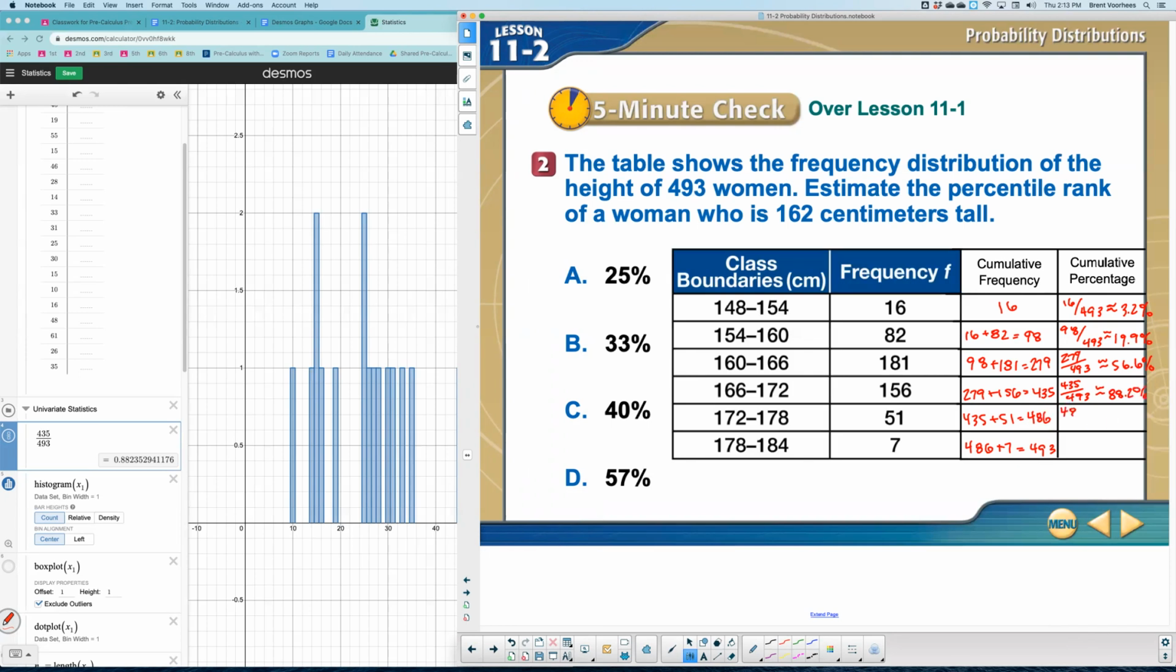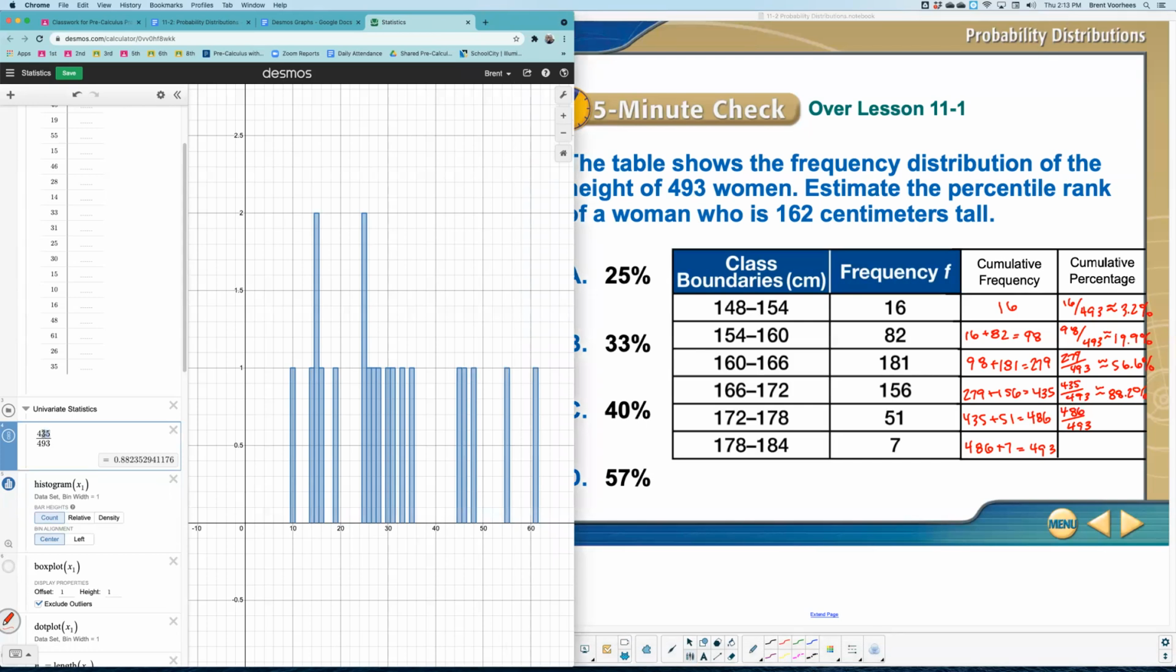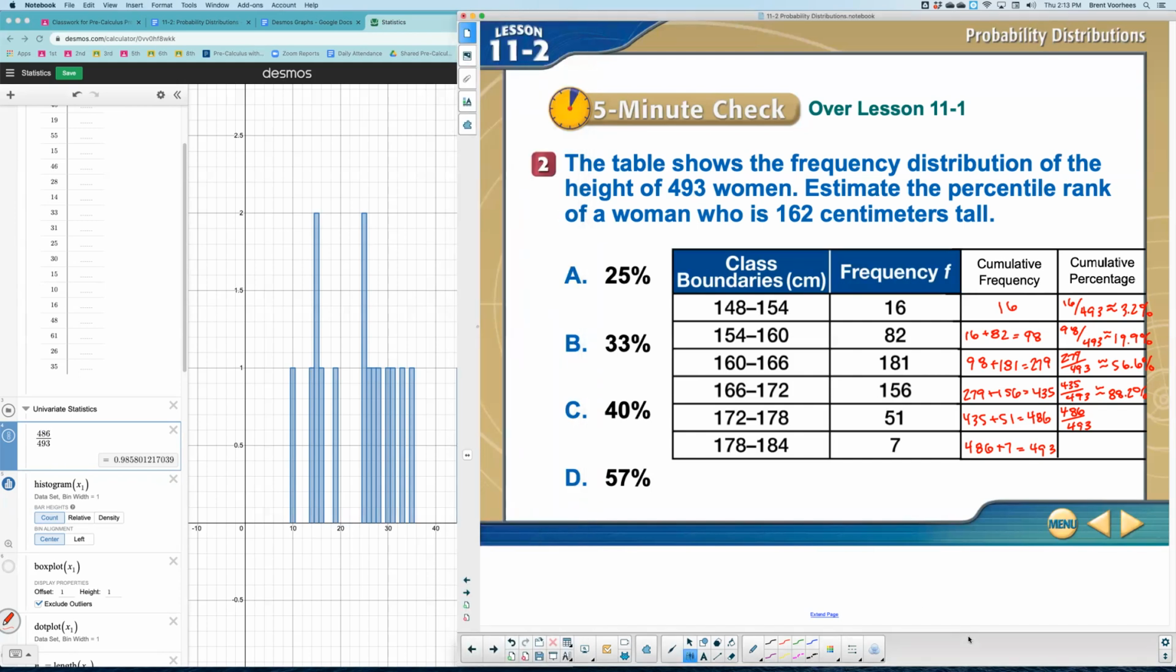Now 486 divided by 493. Though this is second to last, this will technically be the last one we have to type in the calculator. It's 98.6%. And then the last one you don't even have to type in the calculator because 493 divided by 493 is 1, which means that is equal to 100%.